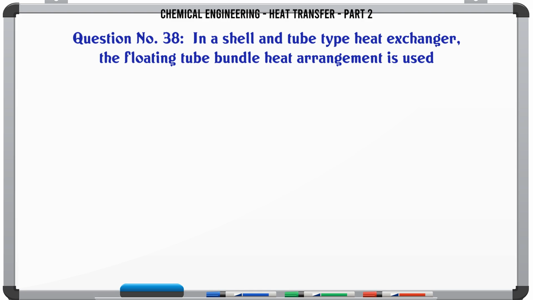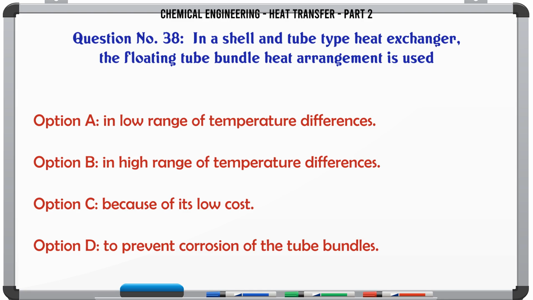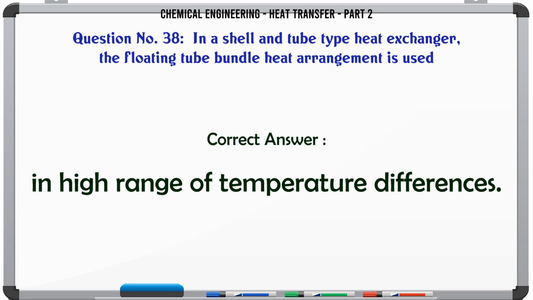In a shell and tube type heat exchanger, the floating tube bundle arrangement is used: A. in low range of temperature differences, B. in high range of temperature differences, C. because of its low cost, D. to prevent corrosion of the tube bundles. The correct answer is in high range of temperature differences.